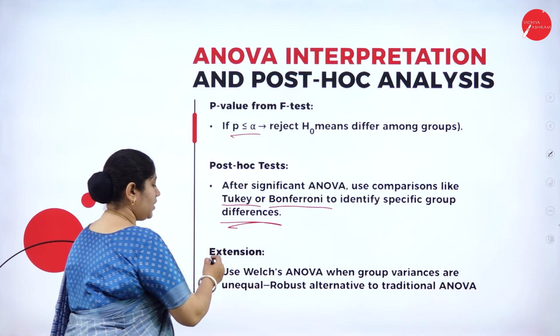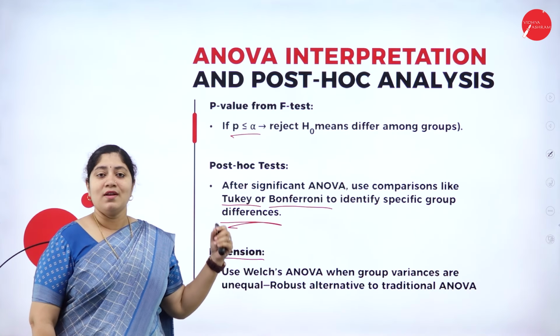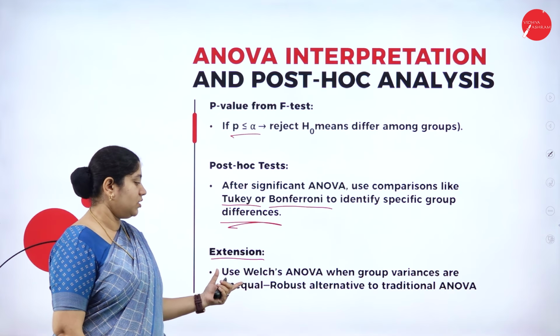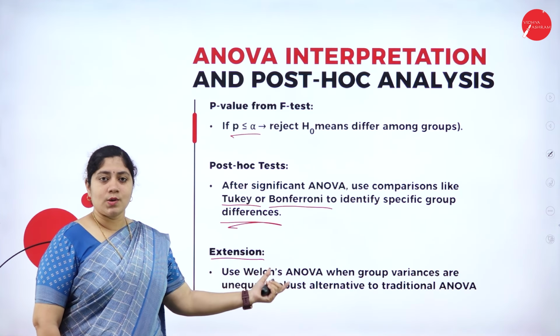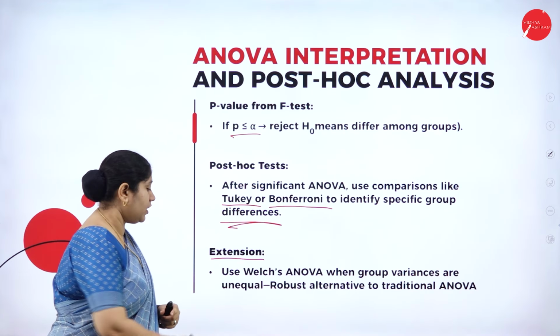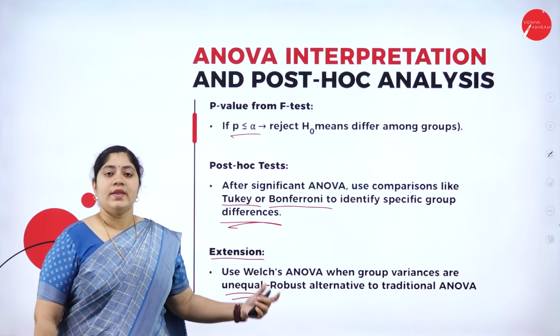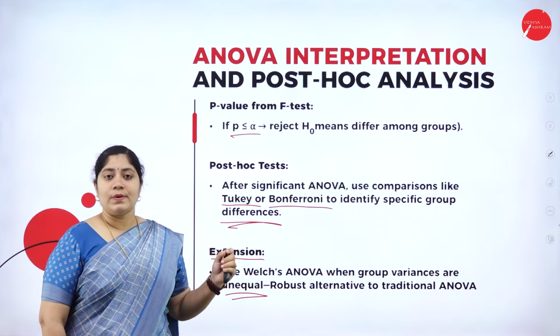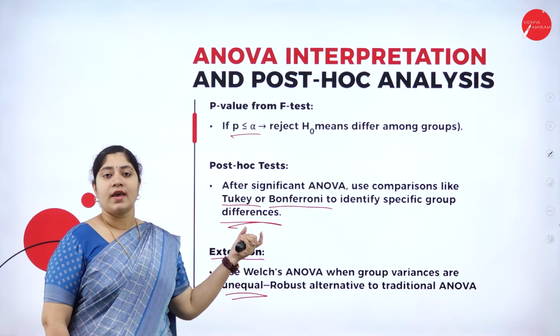Up next, let's see, we have interpreted, but what are the different extensions that are possible? So the first extension is Welch's ANOVA, where when the group variances are unequal, then a robust alternative to traditional ANOVA has to be calculated.